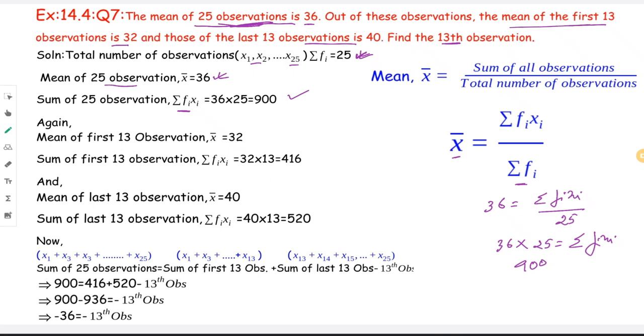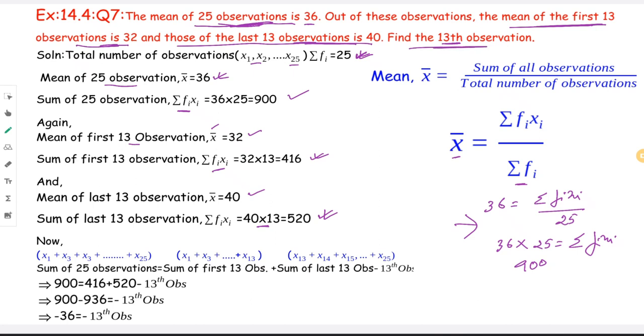Now let us go to the next one. The mean of the first 13 observations is 32. That means the sum of the first 13 observations, if we do it like this, is 416. Again, the mean of the last 13 observations is 40. If I find the sum, I just have to multiply 40 into 13, and I get 520. Remember, I'm supposed to find the 13th observation.